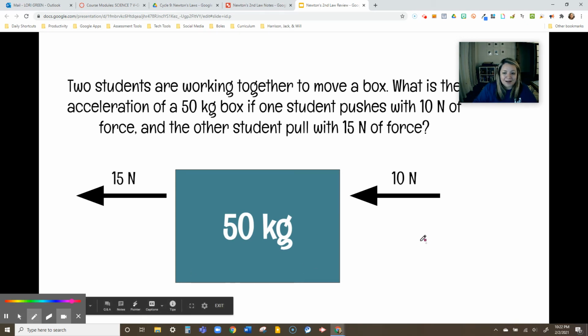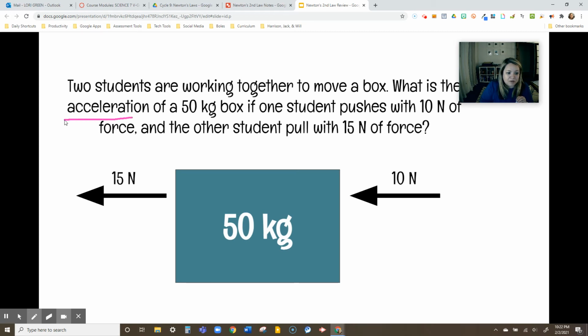So I know that I have to find the acceleration. That's what I'm looking for here, okay? I know my formula for acceleration is acceleration equals force divided by mass. But I don't have one force here listed. I have two forces, so that's telling me that I need to find net force. And so instead of just taking one of these, if they're going in the same direction, I know I add them. So my force here is 10 plus 15. My net force here then is 25.